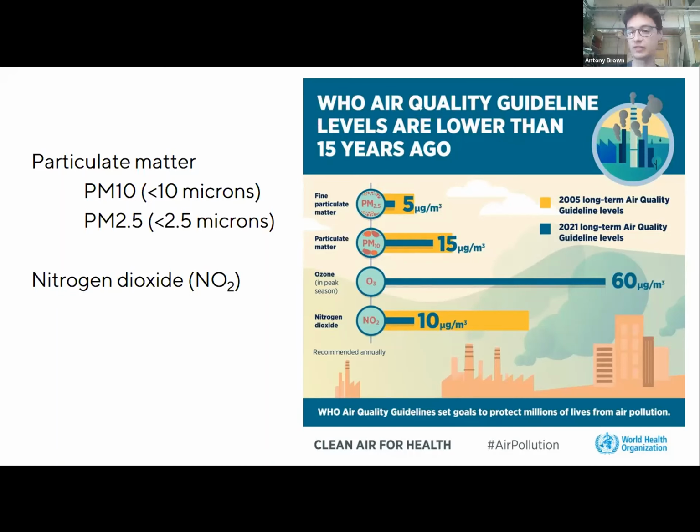Another significant pollutant for humans is nitrogen dioxide, which can trigger asthma, cause lung inflammation, and reduce lung function as well. And you have others such as ozone and sulfur dioxide, but these two have been implicated in detrimental effects to human health. And the World Health Organization recently lowered their guideline levels of these pollutants in order to protect more people against the health impacts of air pollution.